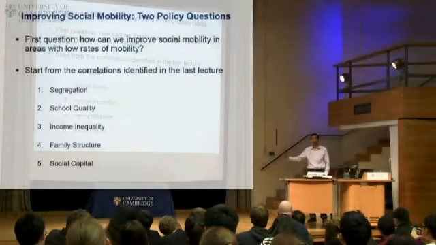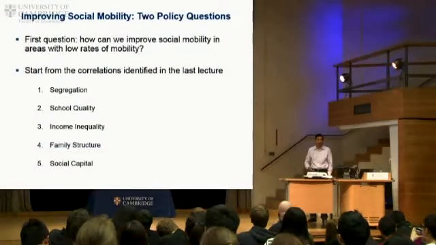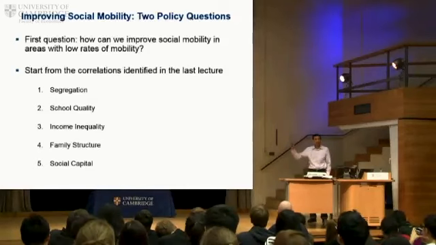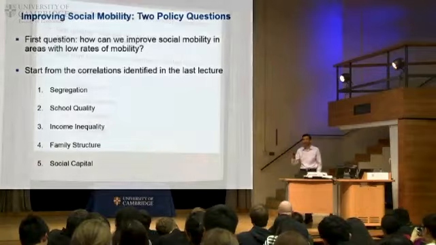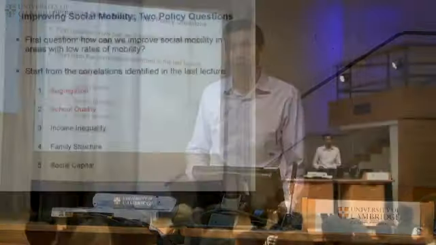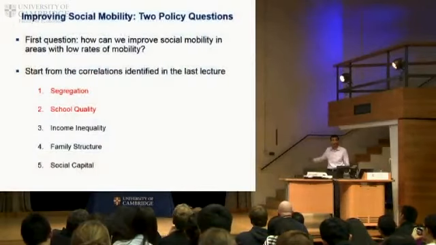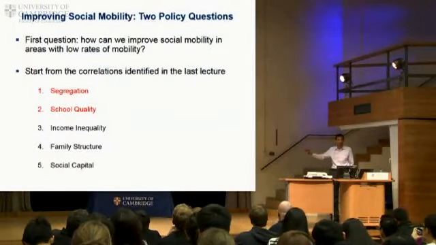And so I'm going to start from the 5 correlations that we ended with in the last lecture: segregation, school quality, income inequality, and so forth. And motivated by those correlations in the data, I'm going to look for specific policies that might manipulate these factors and end up having effects on social mobility. And I'm going to concentrate in particular in this lecture on the first two of these, segregation and school quality.